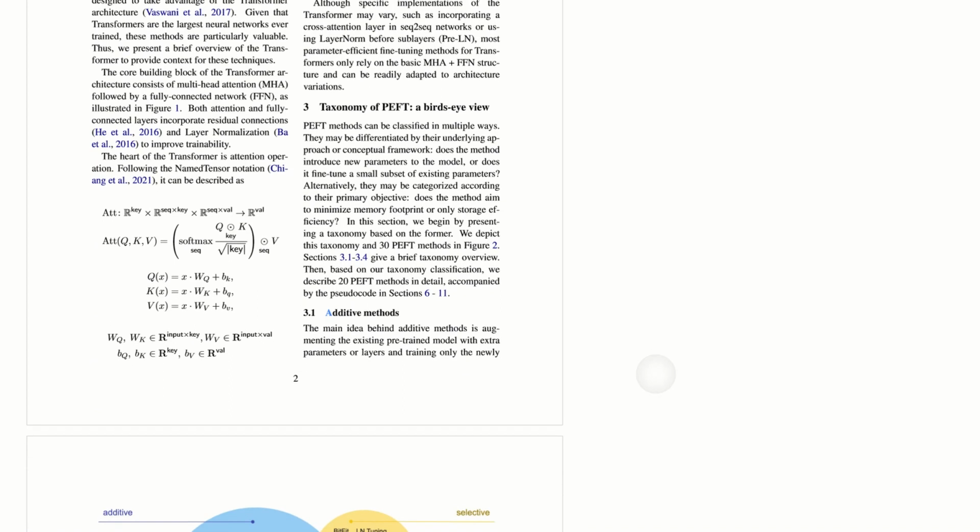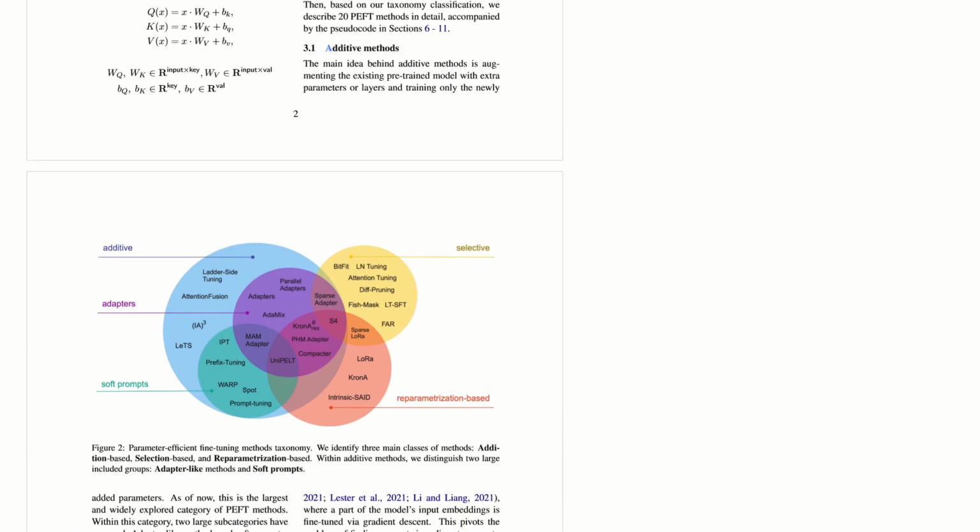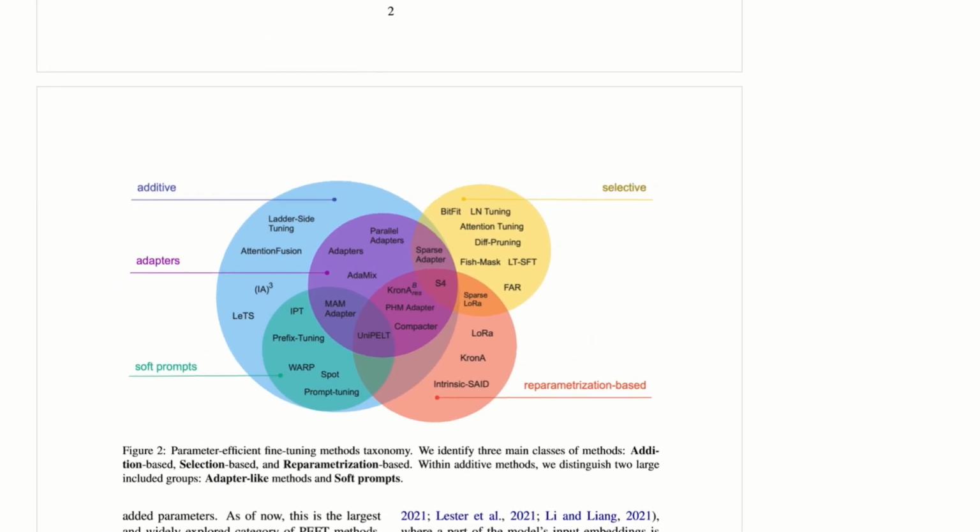So, okay, let's jump into the taxonomy part. So here basically they classify these into five types of methods. The most common is additive. So here basically you add a small number of parameters and you tune only those parameters. And the different methods vary in terms of how you add them, where you add them, and how you train them.